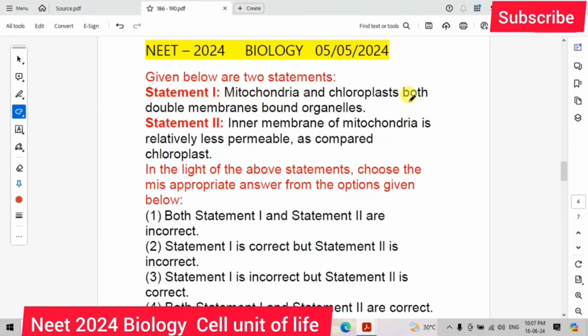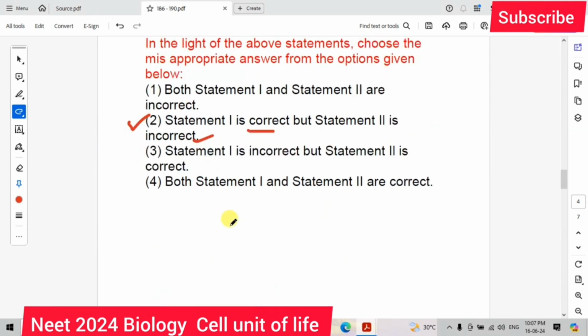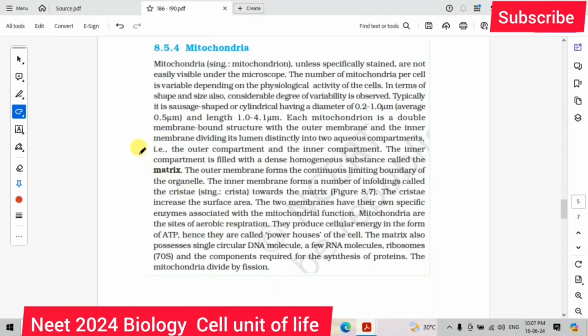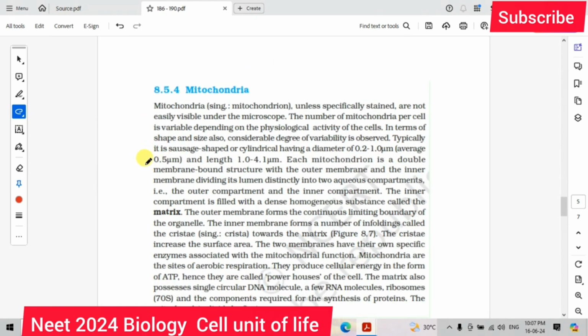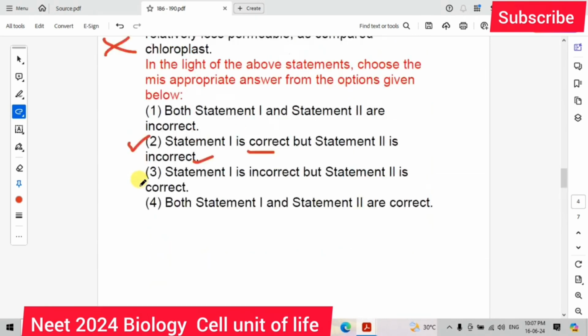Statement 1. Mitochondria and chloroplast both are double membrane bound organelles. It is right. Statement 1 is correct. Statement 2. The inner membrane of the mitochondria is less permeable compared to chloroplast. So it's wrong. So statement 1 is correct, statement 2 is incorrect. Option 2 is the answer. You can see the NCERT regarding mitochondria and chloroplast from the chapter known as Cell: The Unit of Life. Thank you.